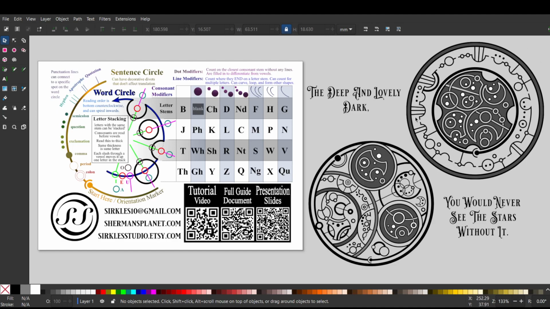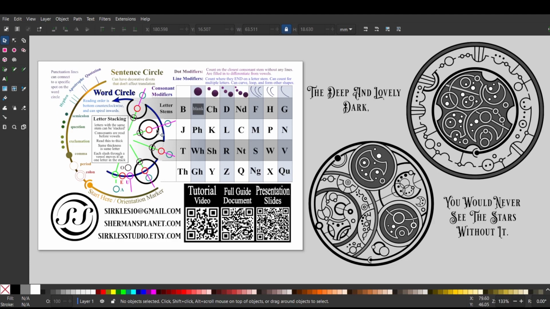And then we have this design here, which starting at the start marker is the deep and lovely dark. You would never see the stars without it. Okay, with that being said, let's go ahead and get to the letters.